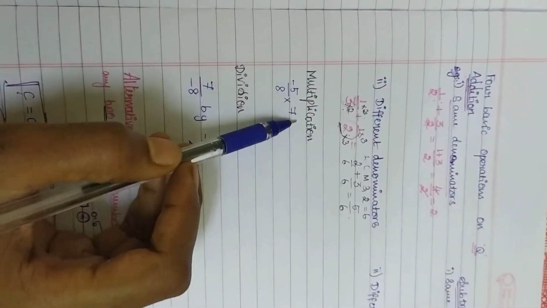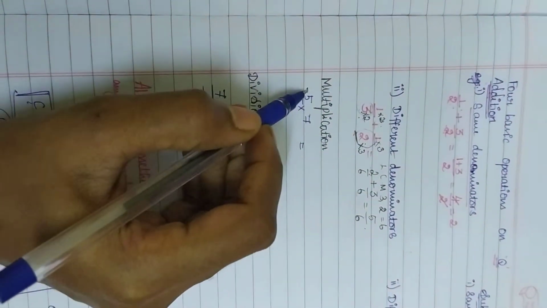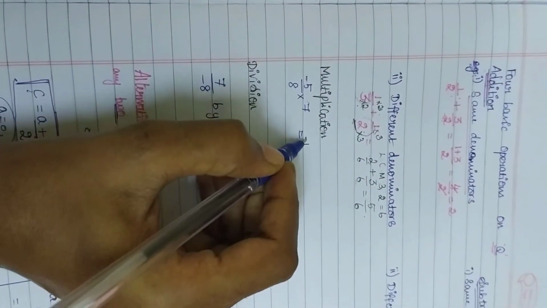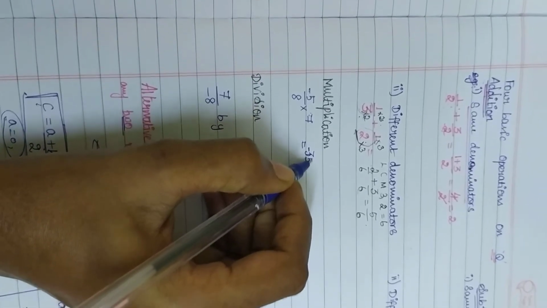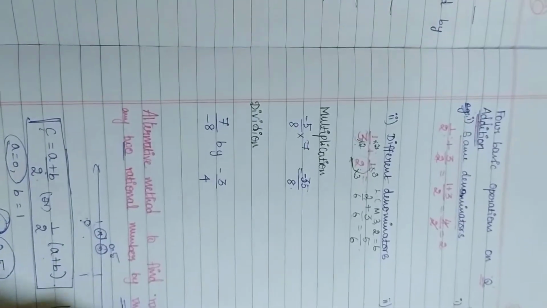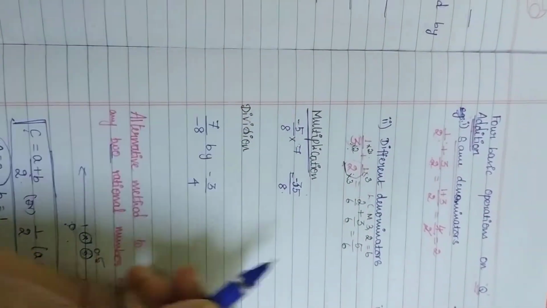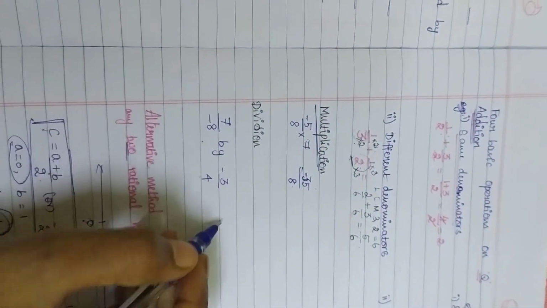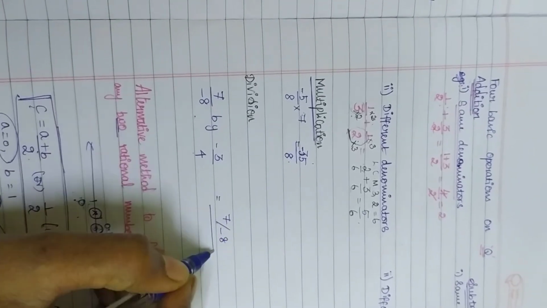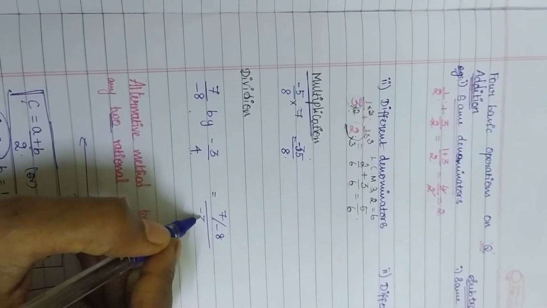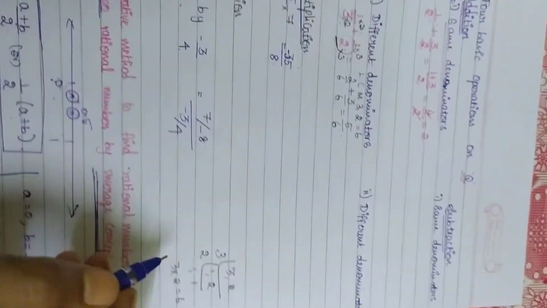Then if you have a multiplication like this, you are representing minus into plus. Minus 5 7ths, you are getting how much? 35 by 8. Okay, this is a normal multiplication method. For the division method, by dividing this value, 7 by minus 8, the division of this value, so minus 3 by 4. We already know the concept.